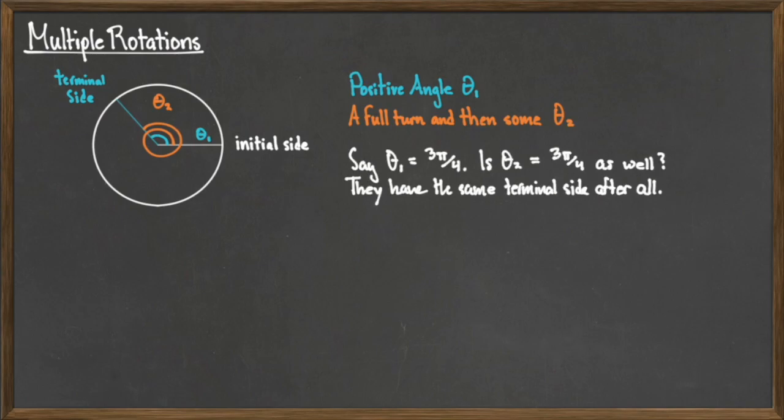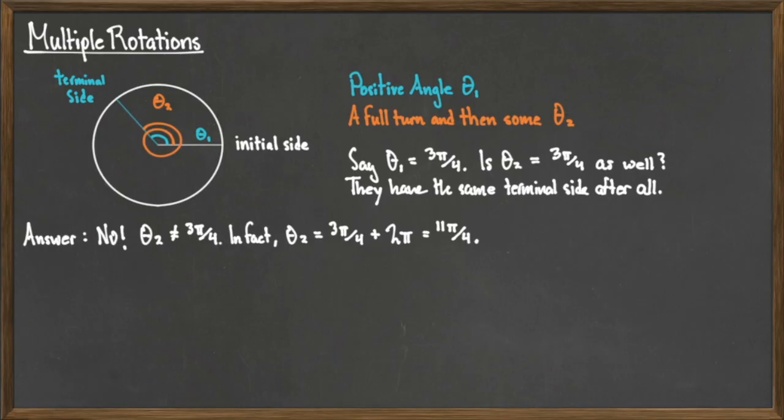So since theta 1 and theta 2 have the same terminal side, can we say that they're the same angle or not? It turns out they are not. Theta 2 is not equal to 3 pi over 4 because it does have that extra full turn. In fact, theta 2 can be described as 3 pi over 4 plus 2 pi. Remember, 2 pi represents a full turn on the unit circle with respect to radians. And this is going to give me that theta 2 has a value of 11 pi over 4. And the terminology we use to describe theta 1 and theta 2 is coterminal. In other words, we say they are coterminal angles.